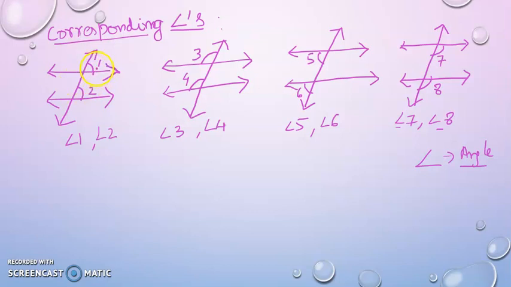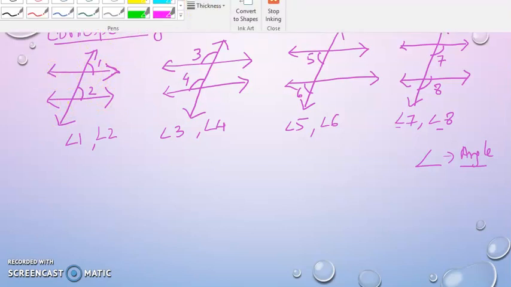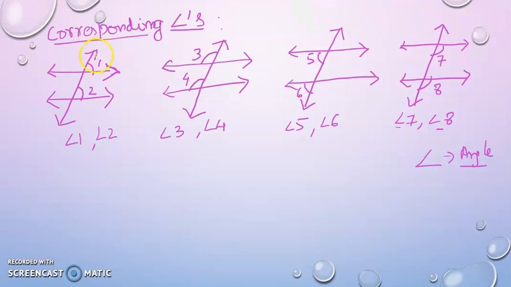If a transversal intersects two parallel lines, so these are parallel lines, and the transversal is intersecting these two parallel lines. I'll just change them so that it will be easy. This transversal is intersecting the parallel lines and we are getting the corresponding angles 1 and 2. So this angle 1 will be equal to angle 2. Similarly, angle 3 will be equal to angle 4. Similarly, angle 5 will be equal to angle 6. And angle 7 will be equal to angle 8.